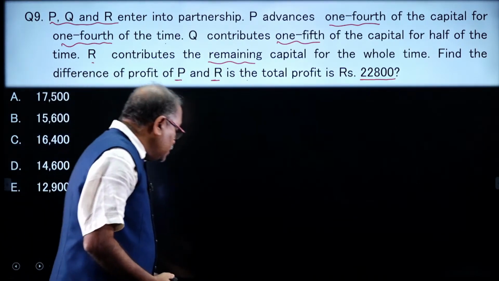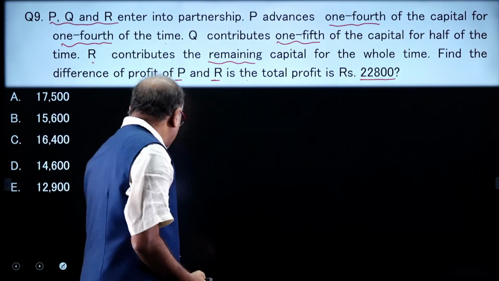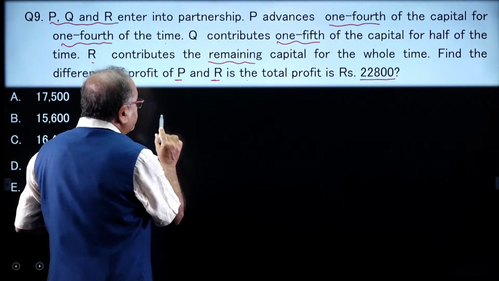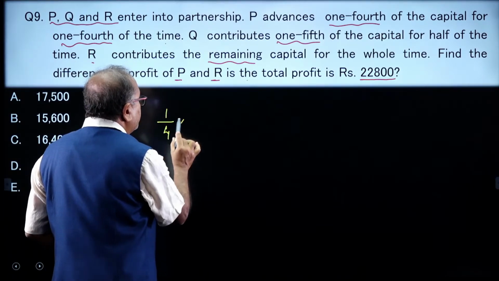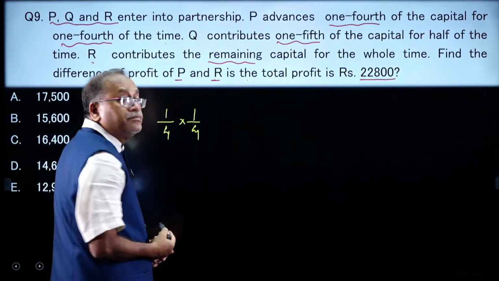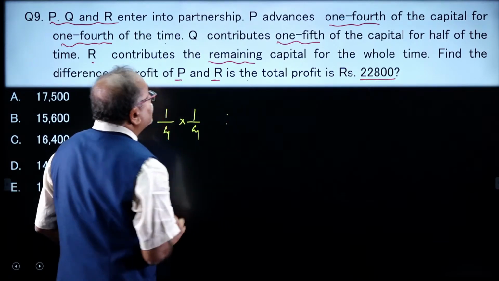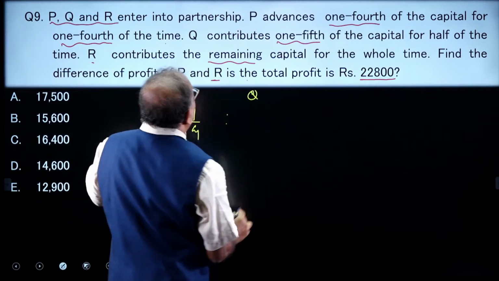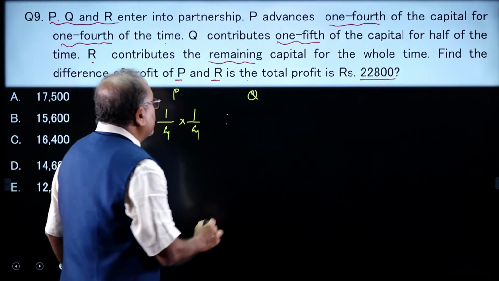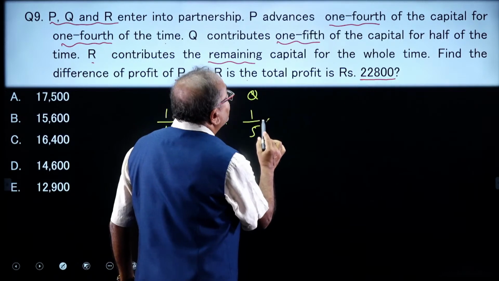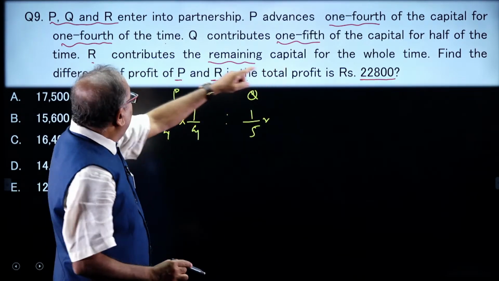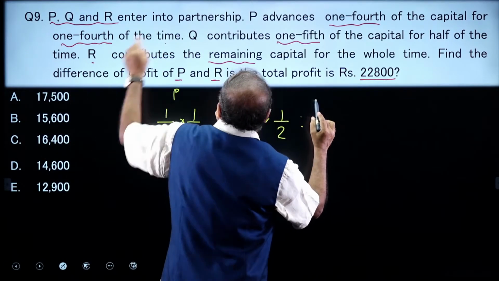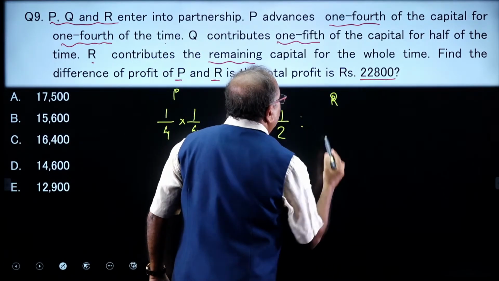Fine, my friends. So, I will elaborate this question first. Coming to P, he invests 1/4 of the capital for 1/4 of the period. How about Q? Q invests 1/5 of the capital for how much time? Half of the time. That is 1/2. And coming to R, the remaining capital.